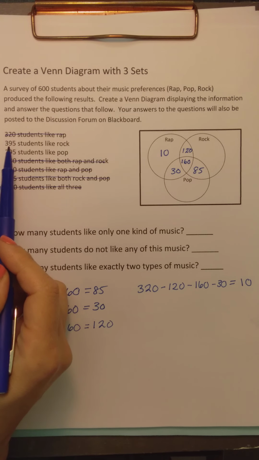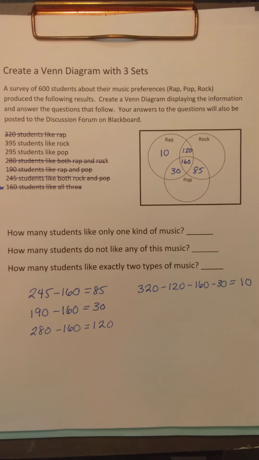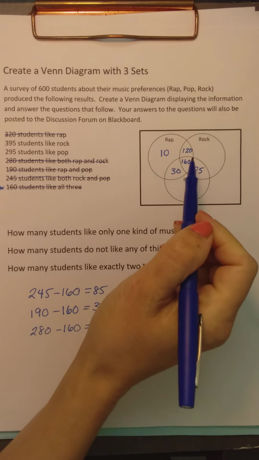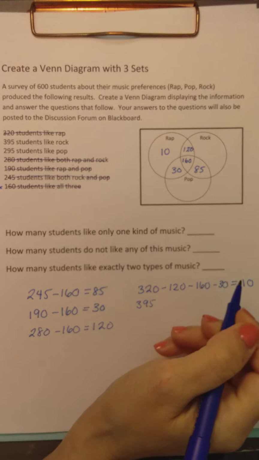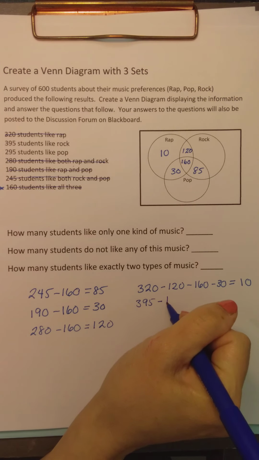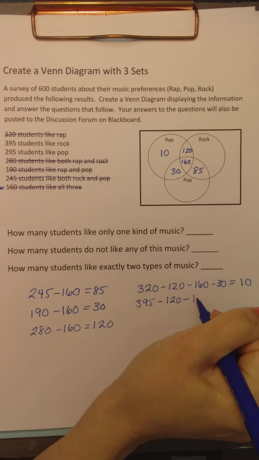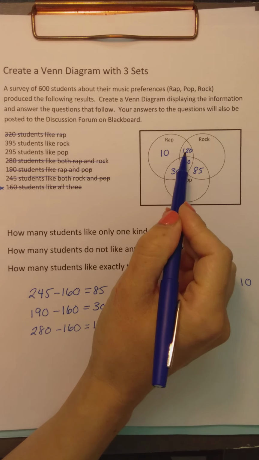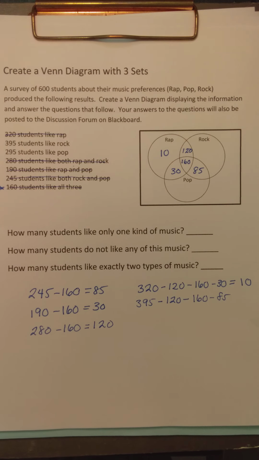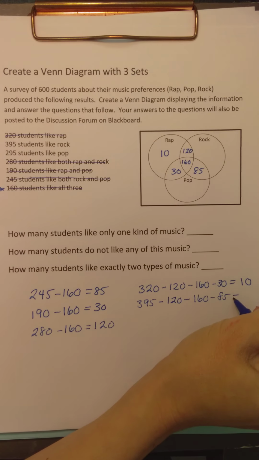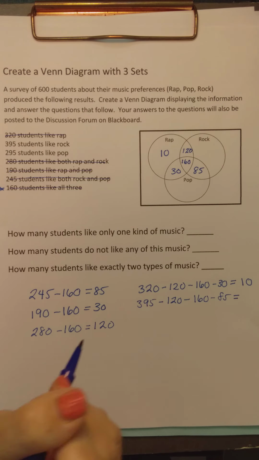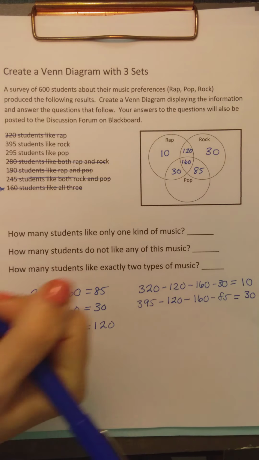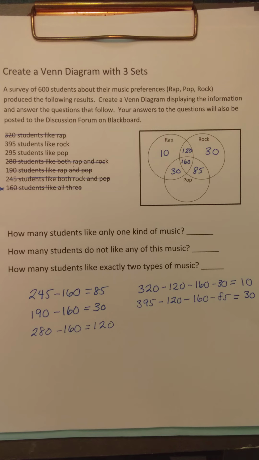Right, so next I have 395 students in total checked off the rock category. Again, that 395 included the students that we've already counted. So I need to take those off of the total. So from 395, I'm subtracting 120, 160, and 85. So I'm taking these three sections out of the rock circle. So when you go ahead and make that subtraction, you have 30 students left over that only selected the rock category and none of the other categories.